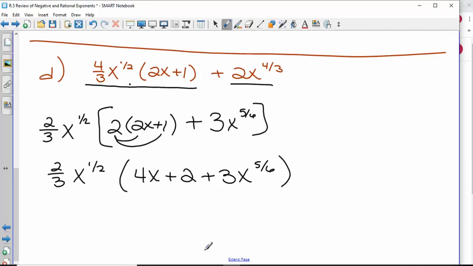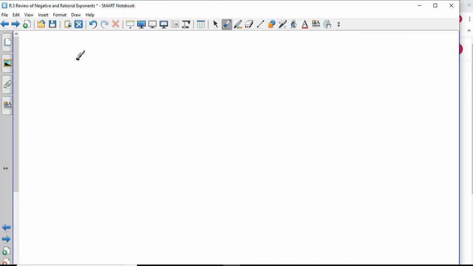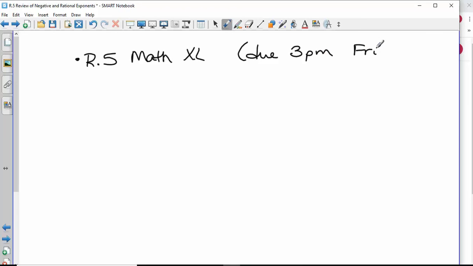That is the end of section 5. So, what we're going to do is we will quickly grade that R.4 homework you have for me. Then your assignment that I actually assigned on Tuesday is the section R.5 in the Math Excel program. I have that set so it will be due at 3 p.m. tomorrow. After 3 p.m., then it's considered late work and it will automatically deduct 25% off your score.